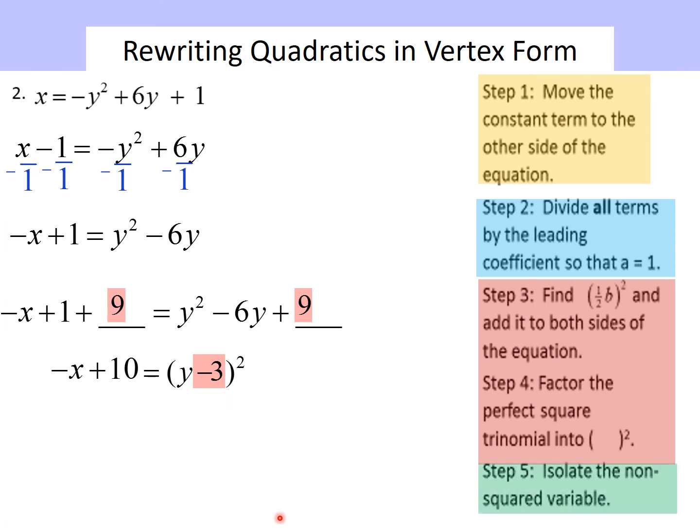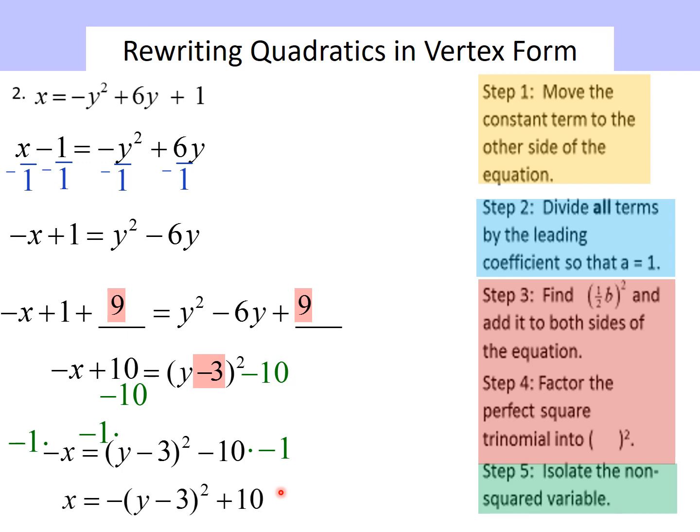Trying to get x by itself, I'm going to subtract 10 on each side. And when I subtract 10 on each side, this is what I have. Can I stop right here? Absolutely not. What is my very last step? I need to go through and either multiply or divide everything through by negative 1. You got it. When I do that, I get x is equal to negative the quantity y minus 3 squared plus 10. That is the graph.